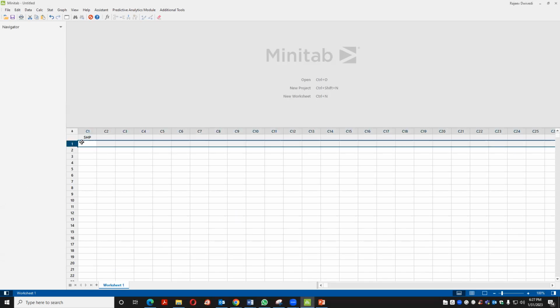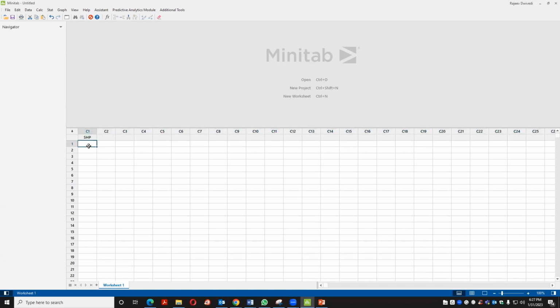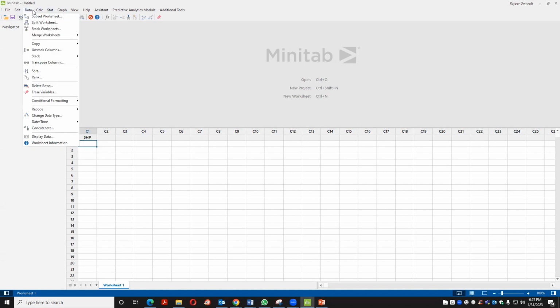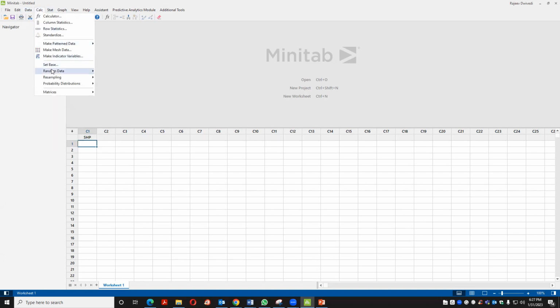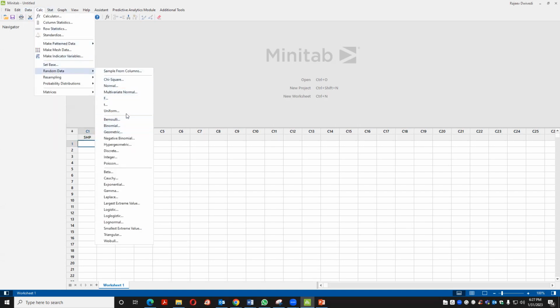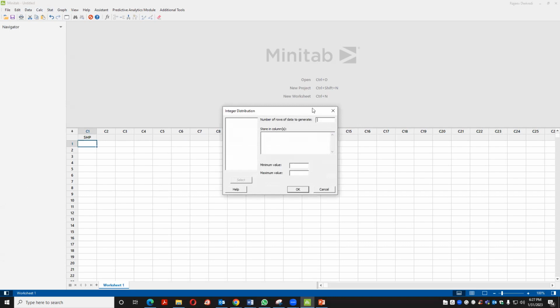Oh, thank you. So I'm just going to have 50 house prices here. I'm randomly generating them. So I go under Calc, then Random Data, and then Integer. And I collect 50 house data points, stored in C1.